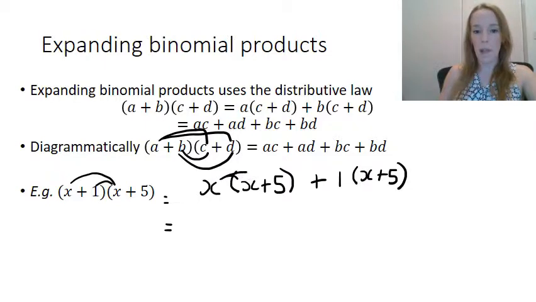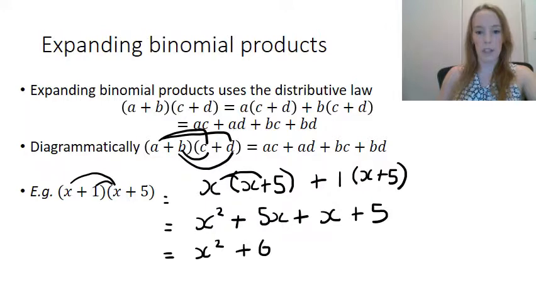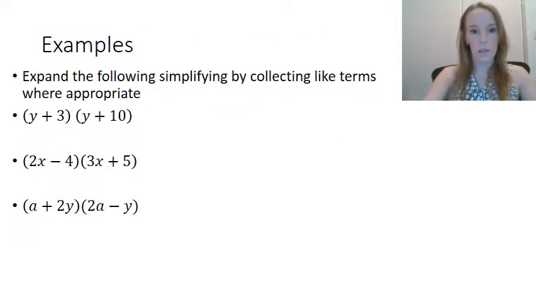So from here we can apply the x to everything in the bracket. So x times x will leave us with x squared, plus 5 times x, 5x, plus 1 times x is x, plus 1 times 5 is 5. And from there I can collect like terms. So x squared doesn't have any like terms. 5x plus 1x will leave us with 6x plus 5. And there you go.